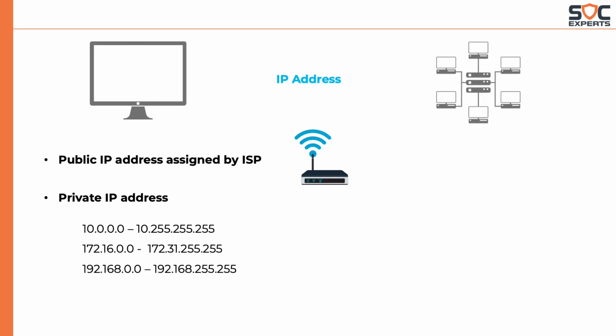Private IP addresses are used within a LAN. The private ranges are 10.0.0.0 to 10.255.255.255, 172.16.0.0 to 172.31.255.255, and 192.168.0.0 to 192.168.255.255. A network administrator decides which private range the company network should use.